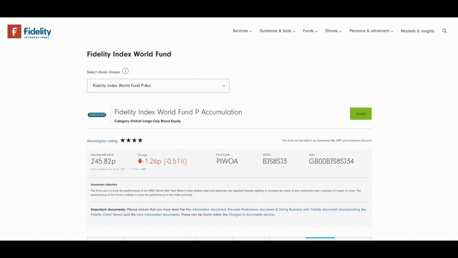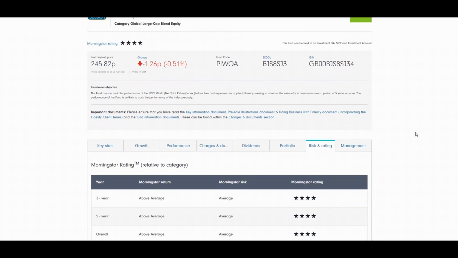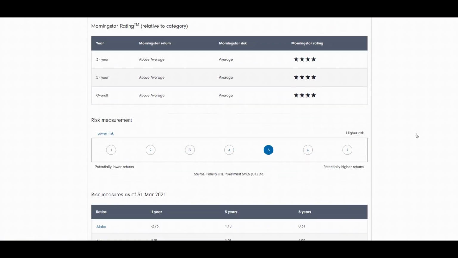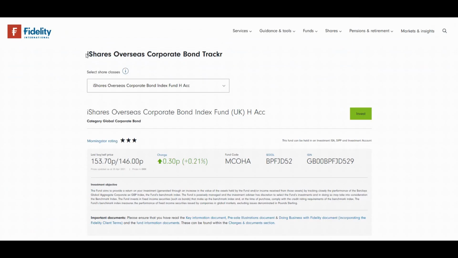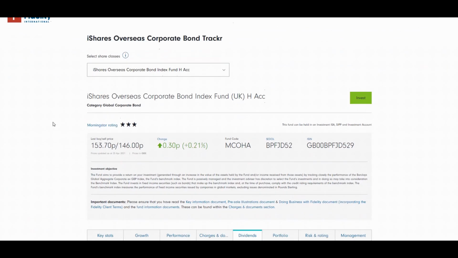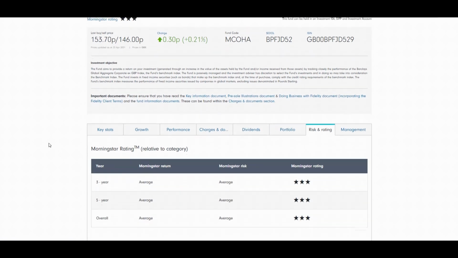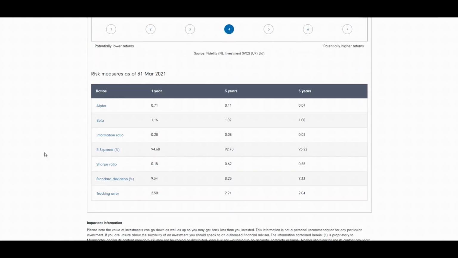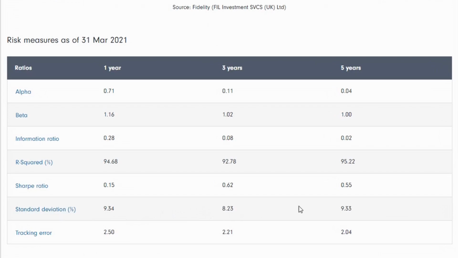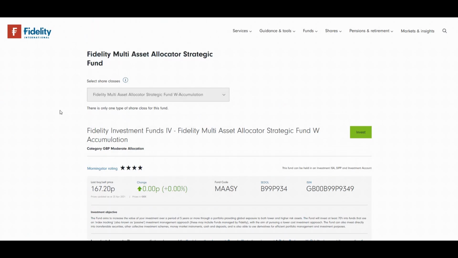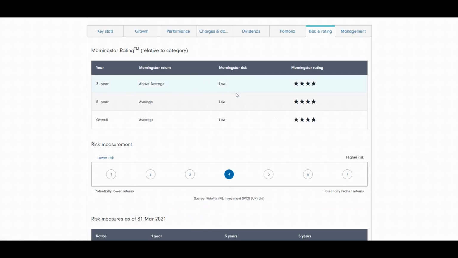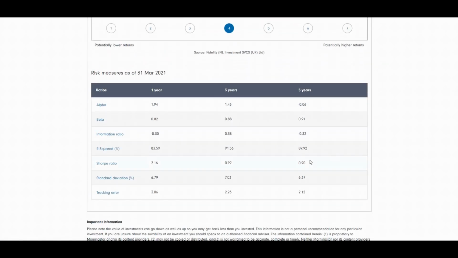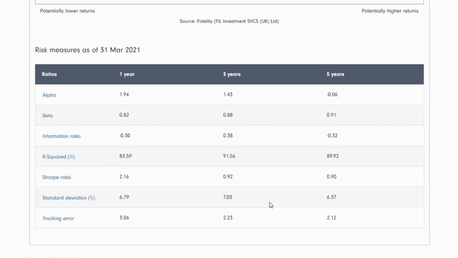If you only invest in, say, Fidelity's World Index Fund, which is all stocks, you can get an expected level of volatility of 14%. And if you only invest in a bond fund, such as iShares Overseas Corporate Bond Fund, you can have expected volatility of, say, 80%. Generally, bonds are less risky than stocks. But if you invest in a mixed allocation fund, such as 80% in equity and 20% in bond, you can hope to get a much better risk-adjusted returns or reduce your volatility. In this example, this particular fund has a standard deviation or volatility of 7%.